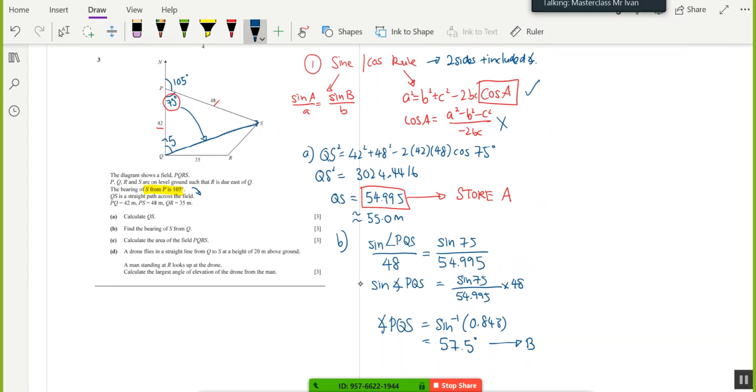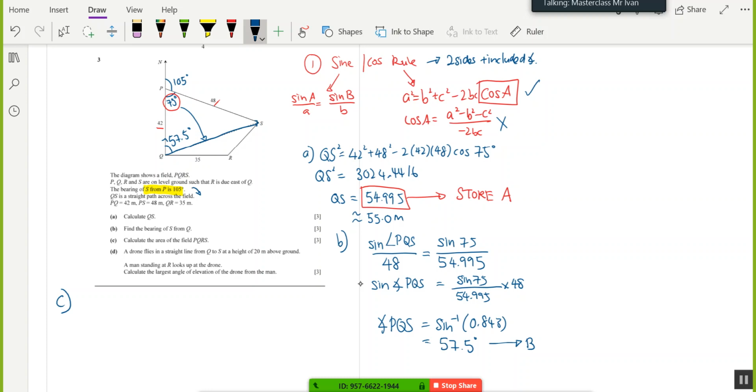So this guy is 57.5 degrees. Okay, next. Jerome, are you done for B? Yeah. Okay, next I want the area of the whole field.